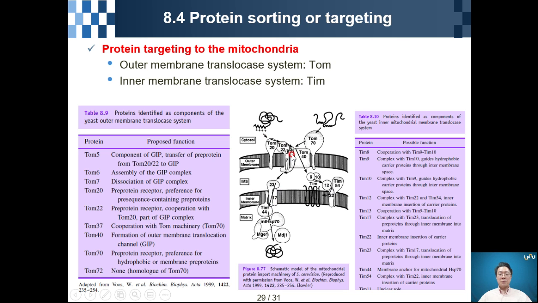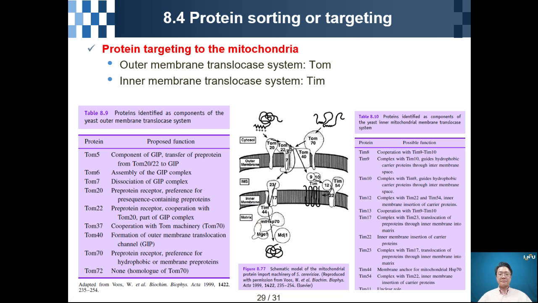Both of them recognize the signal peptides and transport. First of all, the protein is transported inside. After that, the TIM complex also recognizes signal peptides, and finally it transports the protein into the inside of the mitochondria. We call it the matrix. After that, the signal peptide is cleaved by MPP, another protein.